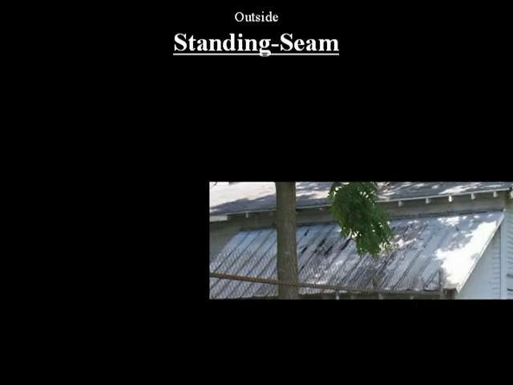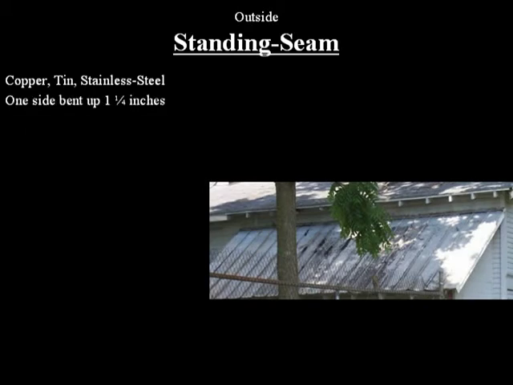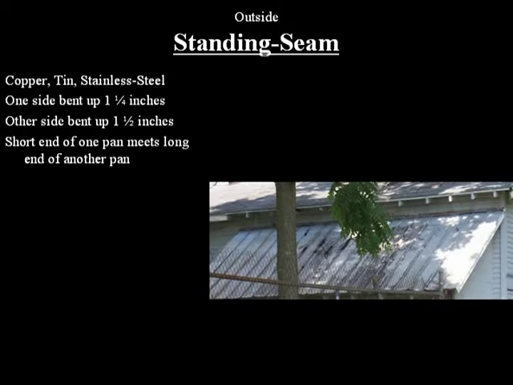Our last common covering of a pitched roof is known as standing seam. It comes in many metals, the most popular being copper, tin, and stainless steel. One edge of a sheet is bent up 1 1/4 inches, and the other side is bent up 1 1/2 inches. The seam forms when the short end of one pan meets the long end of another pan.